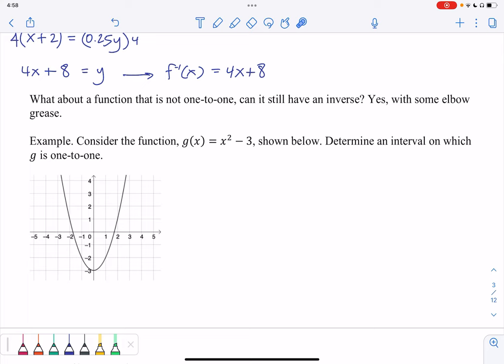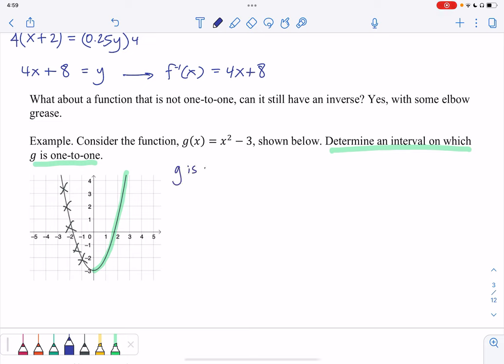And so the question is asking, determine an interval on which g is one-to-one. So can I throw out part of a graph so then my function is one-to-one? See how over here on the left of the vertex and on the right of the vertex, I'm repeating y values, and that is not what I want. So let's say I want to keep all of this part of the graph, which is from 0 on to the right, and throw out everything else. If they're asking me to determine an interval on which g is one-to-one, well, I found one.